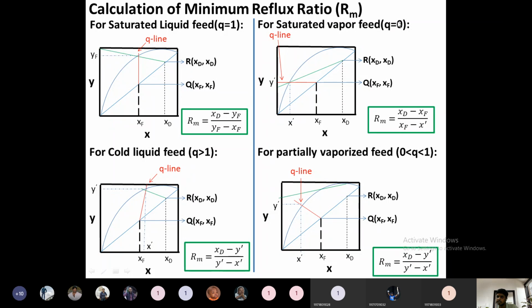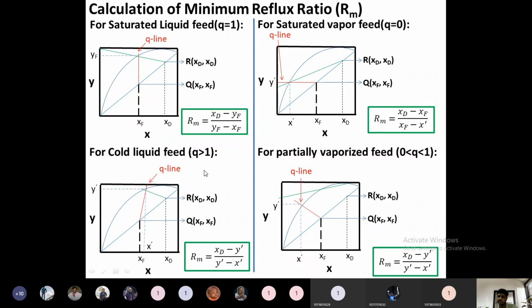Then for the next case, q equal to 0, or feed is saturated vapor, or feed is at its dew point. For this condition, the q line equation will be a horizontal line. Then the enriching section operating line will coincide with the q line equation here. Then we just project this value, which is called x dash, and this value we call y dash. After equating the slope of these equations, we will get the Rm value.